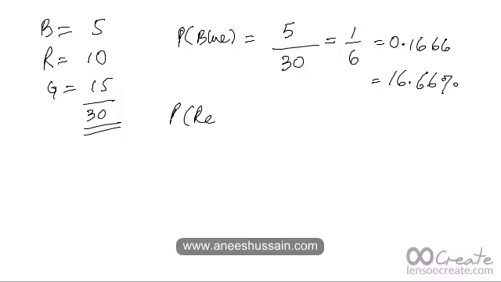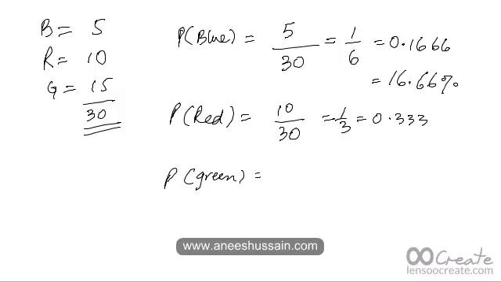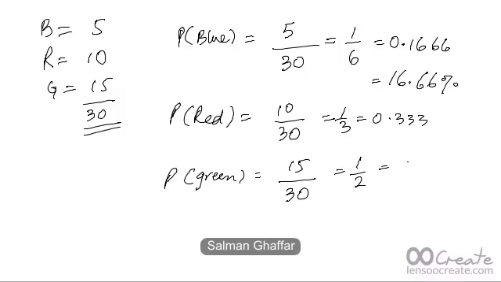Similarly, if you wanted to figure out the probability of drawing a red marble at random, total marbles are 30, so that's the total number of possible outcomes. And favorable outcomes are 10, because there are 10 red marbles. So the probability would be 1 upon 3, or 0.333. And similarly, the probability of a green marble, the total number of marbles is 30, and out of those 30 marbles, only 15 are green. So the probability of drawing a green marble would be 15 upon 30, which is equal to 1 upon 2, or 0.5. Okay, so this is an introduction to basic probability.